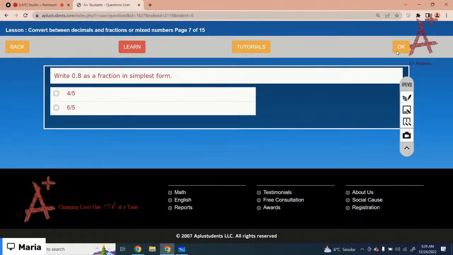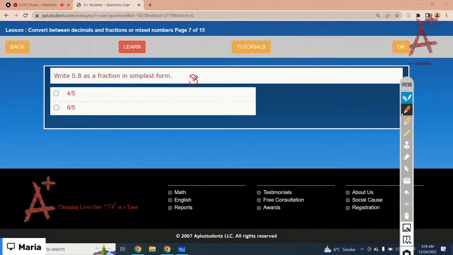Okay, the next one is write 0.8 as a fraction in simplest form. You have to write 0.8 in the fractional form. Got it? You have to remove the decimal point. It would be 8 over 10. Divide 8 and 10 by a common number. That would be 2. It would be 2 times 4 is 8 and 2 times 5 is 10. So the correct option is 4 over 5. So just select the correct option, then click on the OK button. Got it? The correct option is 4 over 5.